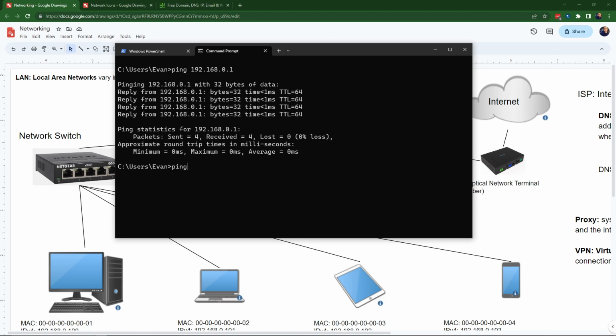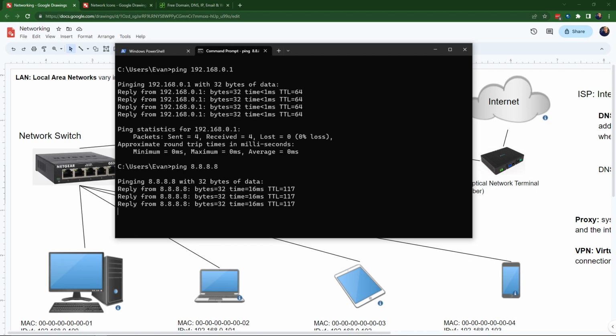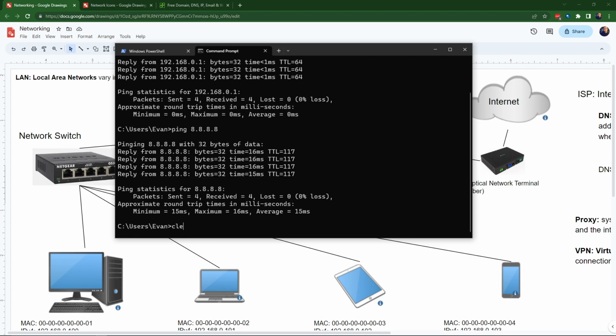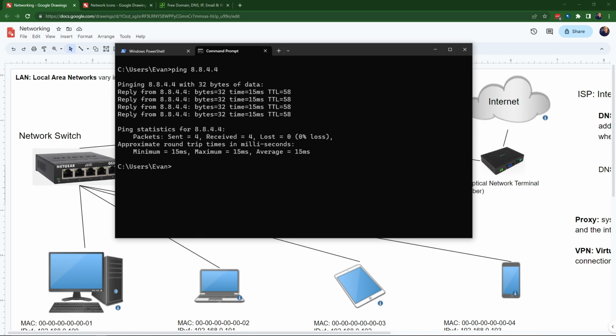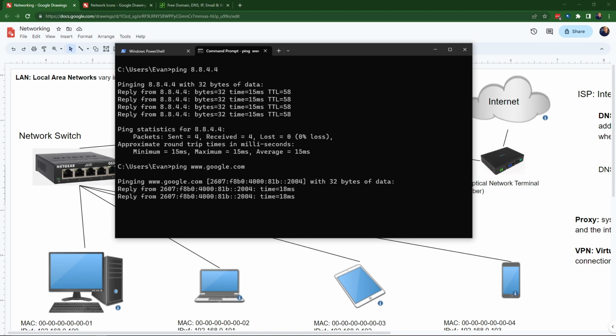I could also ping Google's DNS server. So 8.8.8.8. That's Google's DNS server. So it looks like their DNS server is up as well. I could also clear the screen. I'm going to ping their other DNS server. So there we go. So I'm able to check and see that these are actually up. And you could even just do this. You could say, I want to check and make sure that Google works. So ping www.google.com, and it will automatically resolve that for you.